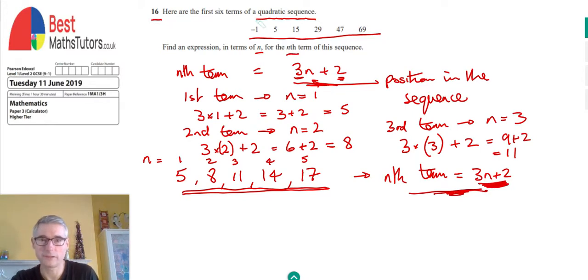Now, the only difference is that this is a quadratic sequence, and what we have here, this is what I would call a linear sequence.